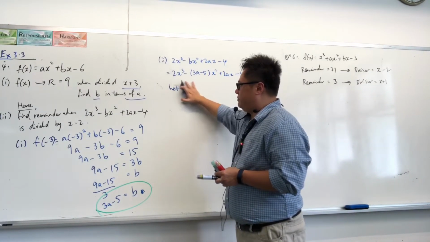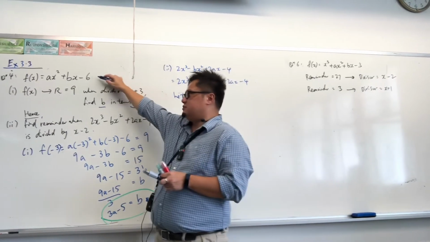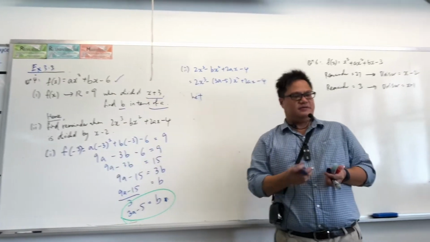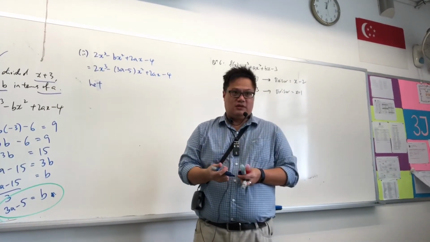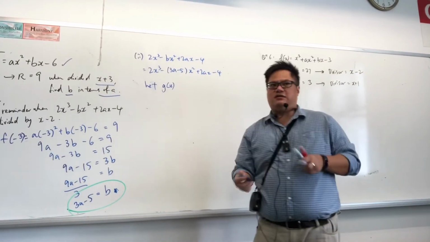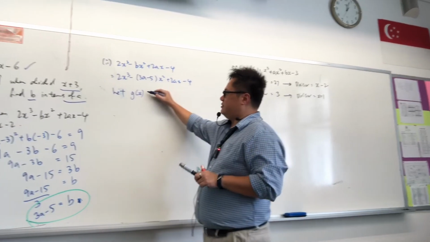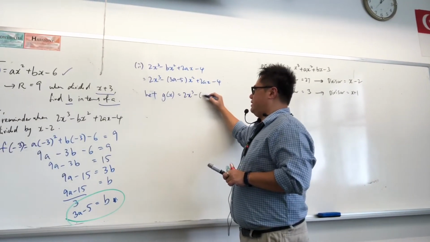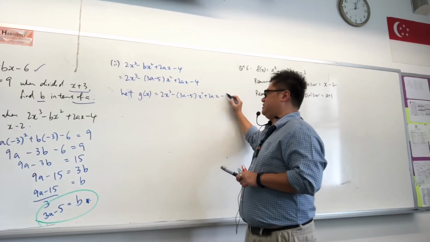But we have one problem. I already let f(x) be this. I already have f(x) equals this. I cannot have another f(x) here. So what do I do? I can use another letter to represent a function. Instead of f, we can use g. Normally we use f, g, h. These three, f, g, and h. So g(x) equals 2x cubed minus (3a minus 5) x squared plus 2ax minus 4.